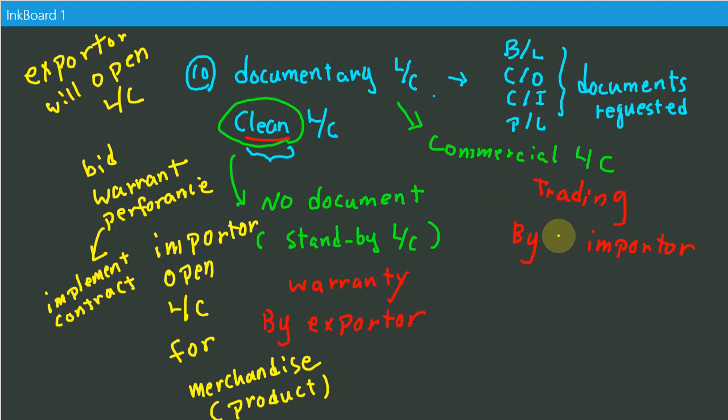And then we will go to number 11, the type of LC, site LC and usance LC. We have already studied a similar concept of site LC, and site LC and usance LC.